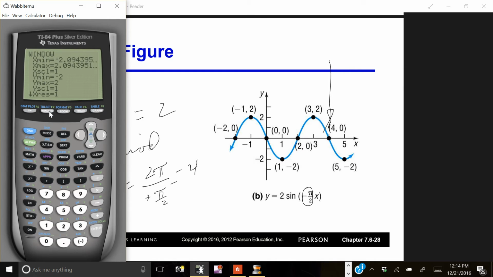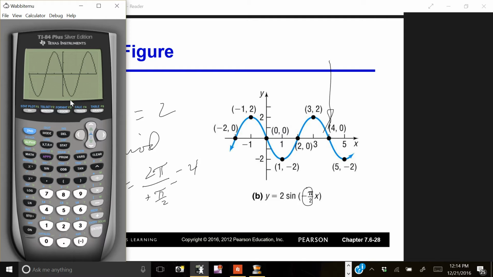Set up the window. We want to go from, since the period is 4, we want to go from minus 4 to plus 4. And since the amplitude is 2, we'll go from minus 2 to plus 2. Graph it, and we should see exactly what you see on the view graph here. So here is one period.